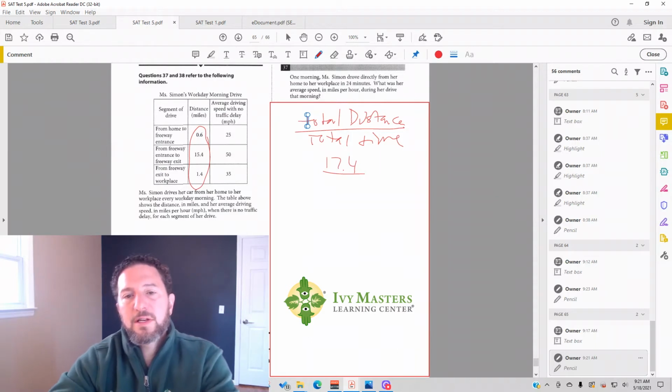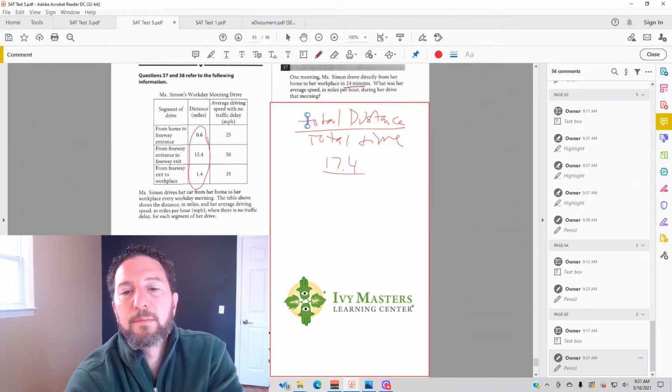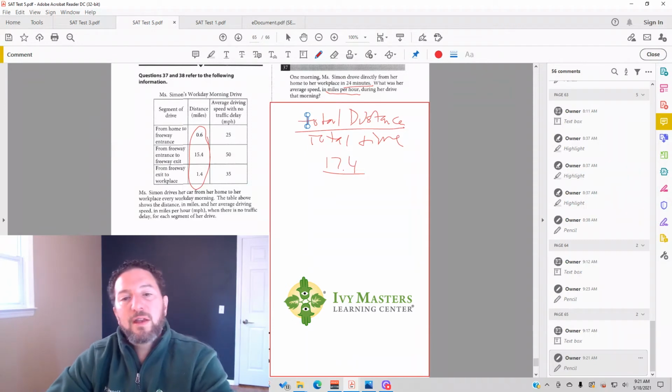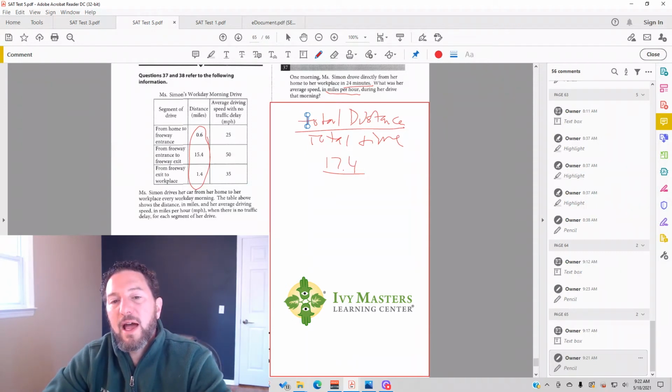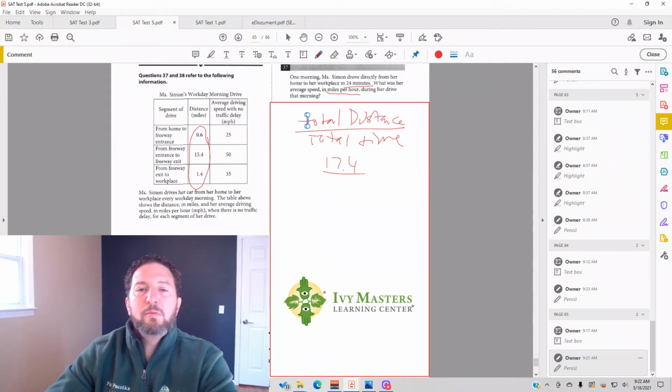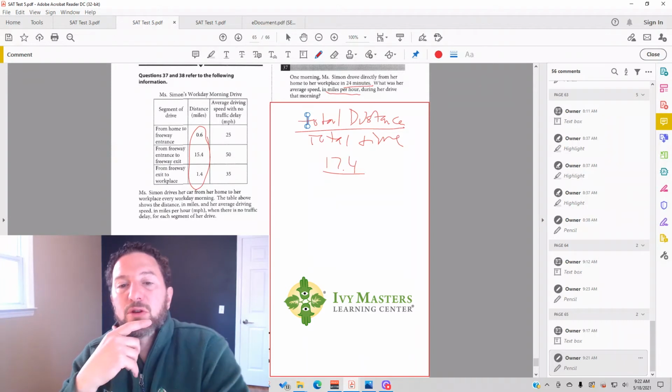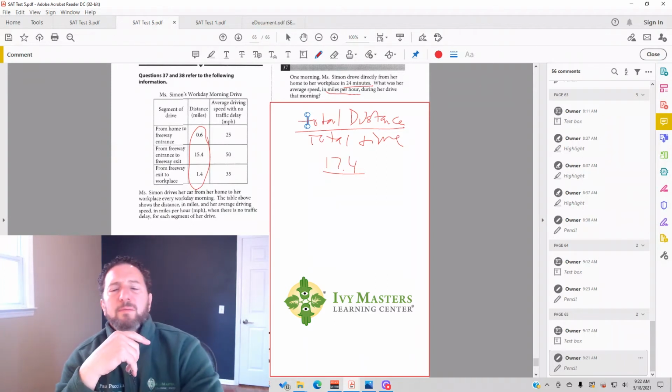Now our total time is 24 minutes. Notice what it's asking. It's asking for her average speed in miles per hour. So what we've got to do is convert minutes to hours. How do you convert minutes to hours? Well, you might know that you've got to do something with the 60. And sometimes students are confused. Well, hours are bigger, so I multiply by 60.